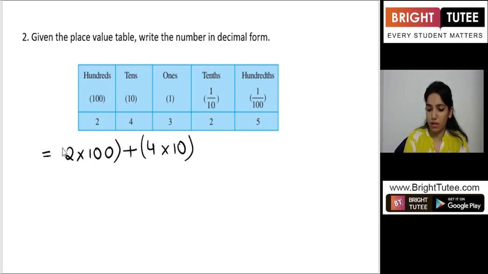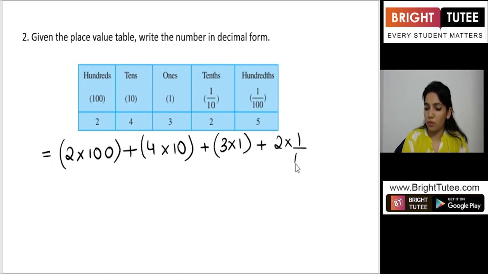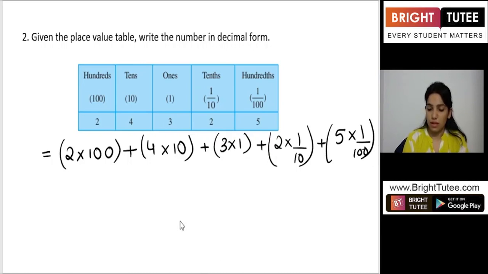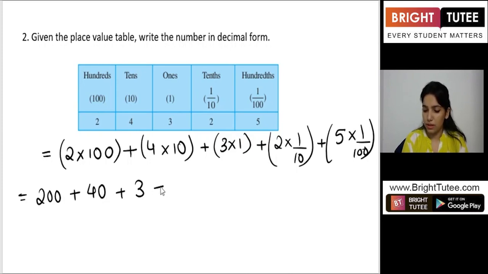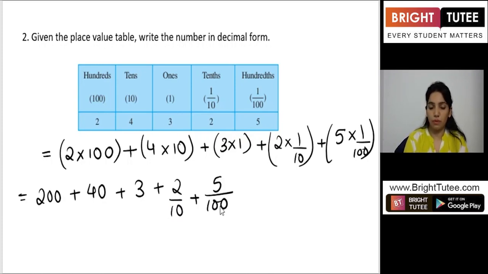Let's just put them in brackets to have a clear image. Then what number sits at ones is 3. So it is 3 times by 1. Then we have got 2 times by 1 over 10. Then we have got 5 times by 1 over 100. Right? Now let's solve this. If we times 2 by 100, it is 200 plus 40 plus 3 plus 2 over 10 plus 5 over 100. Right?